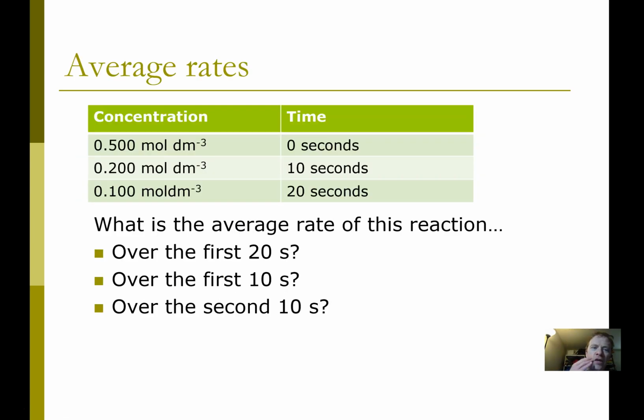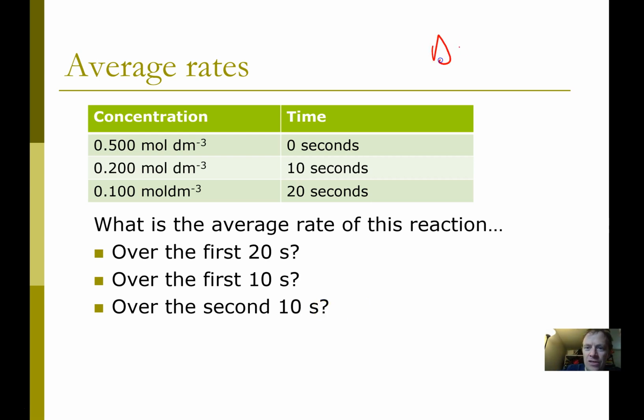So here's a little bit of what I'm talking about. As far as whether you're going to write this all down, I don't know. There's practice in your workbook. But suppose we were somehow tracking the concentration of some reactant over time. I can tell it's a reactant because the concentration is going down over various amounts of seconds. So it says, what is the average rate of this reaction over the first 20 seconds, over the first 10 seconds, over the second 10 seconds?